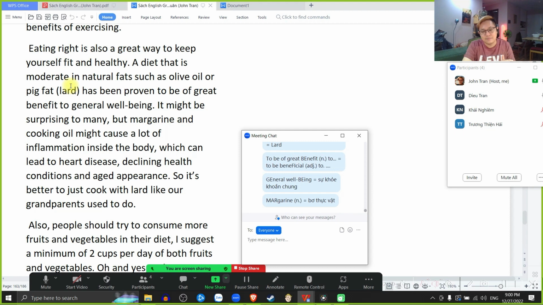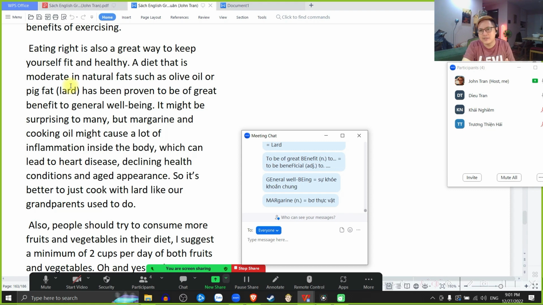Margarine is something that we made from a lab and in factories. It tastes wonderful. Nó có cái vị rất là ngon luôn. But it's bad for our health. Very bad. We use margarine to cook a lot in Vietnam.